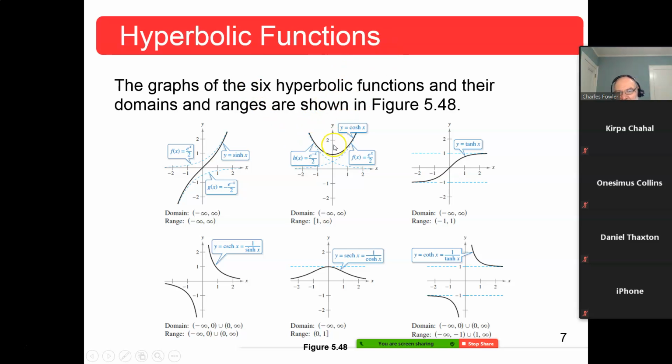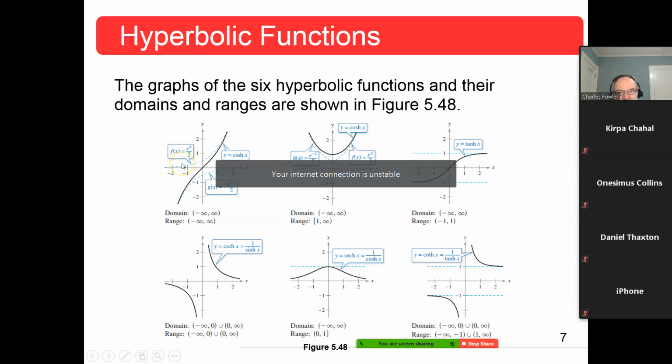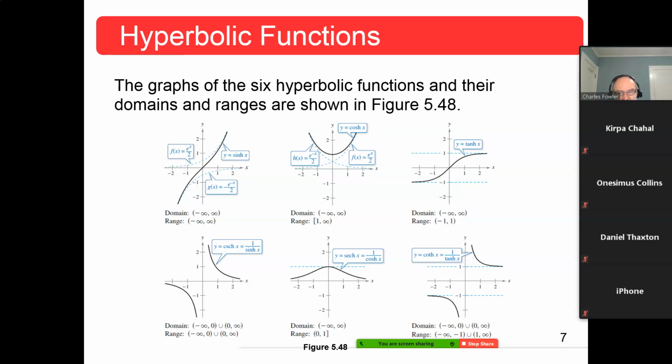Here's hyperbolic cosine. It basically looks just like a hyperbola. In fact, it's fairly close to that. And by the way, if you haven't figured it out, this line here is, oops, my internet connection says it's unstable. I'm going to wait a minute and let that go off.